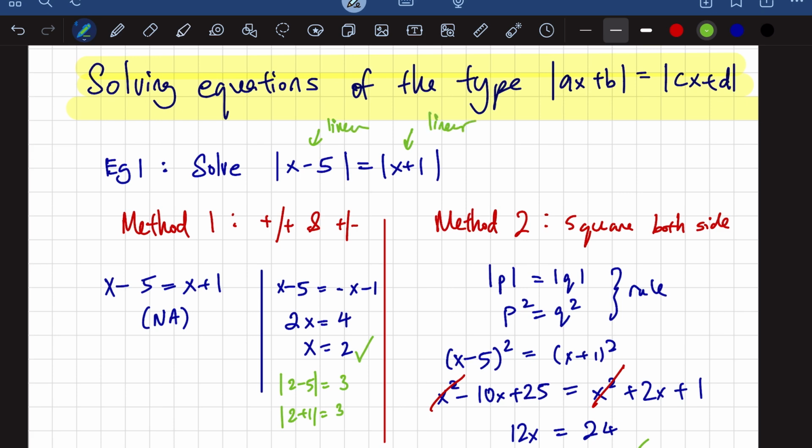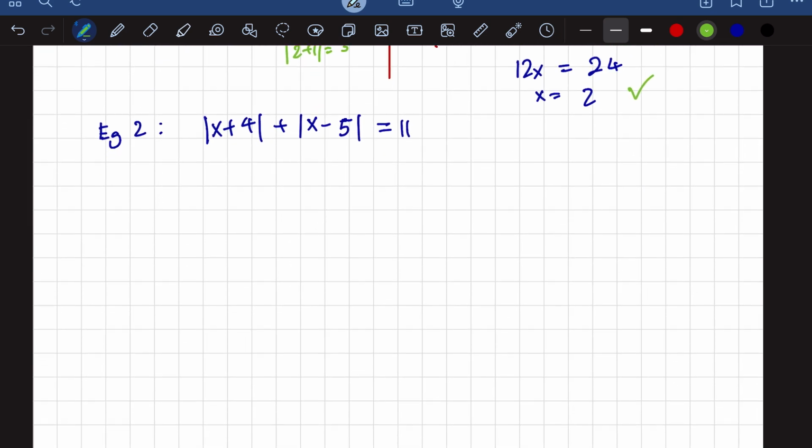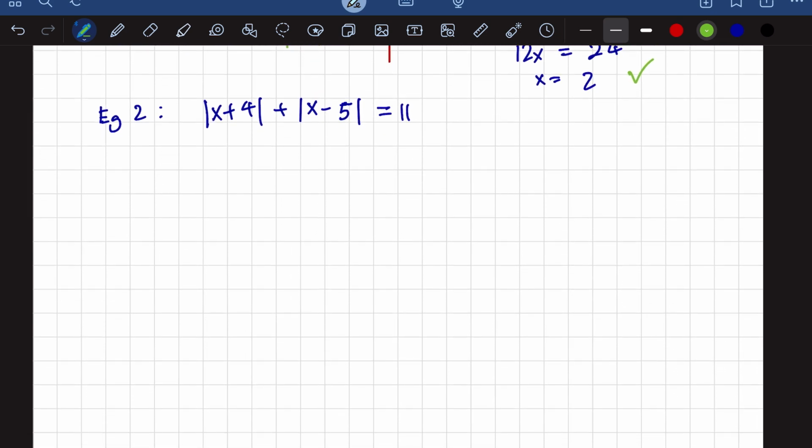Now let's look at example 2. It's a bit more complicated. You may think that we can also apply square both sides, but unfortunately you can't do that. For such an equation, you can only use the plus plus and plus minus method. So let's go ahead and try it.